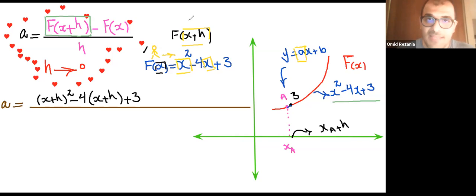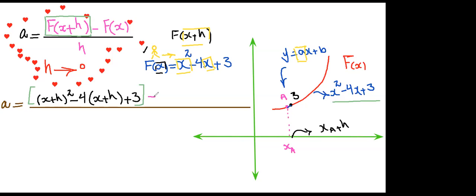You see? Then as a result, the expression that you see on this side of my bracket represents f of x plus h if f is this quadratic function. I move towards the right. Anywhere I saw x, I replace it with x plus h. Any questions, guys? No. So far, so good.